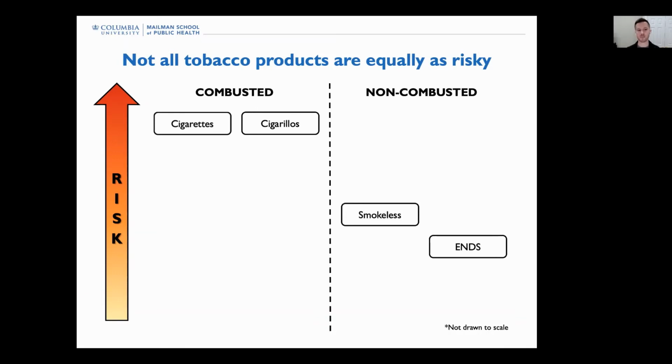They certainly are, but we have to acknowledge that these products do fall on a risk continuum. And there's now conclusive evidence that combusted tobacco users who completely switch to a non-combusted product substantially reduce their exposure to many of the toxicants present in things like cigarettes. So if you have someone who smokes cigarettes a pack a day who completely switches to a product like e-cigarettes, that person is engaging in something called tobacco harm reduction.